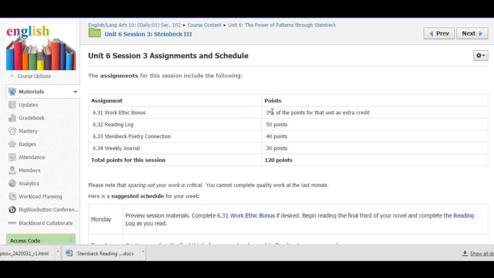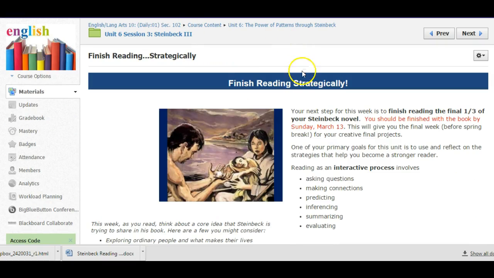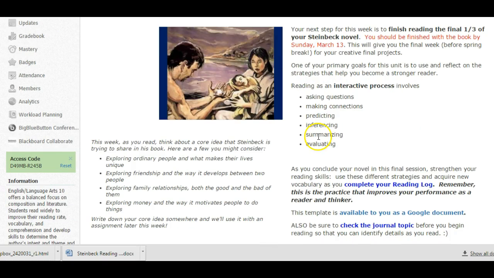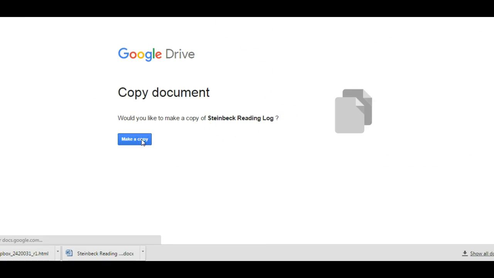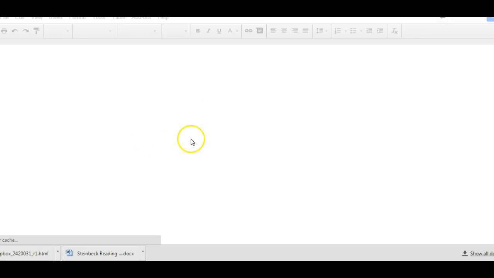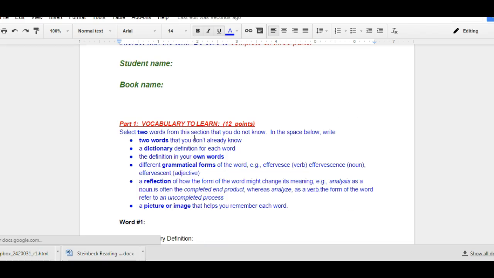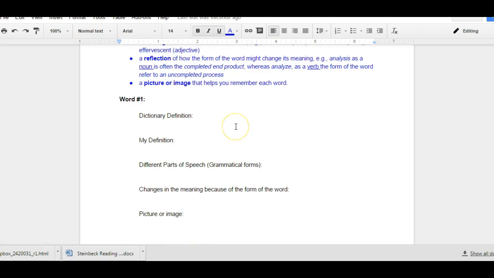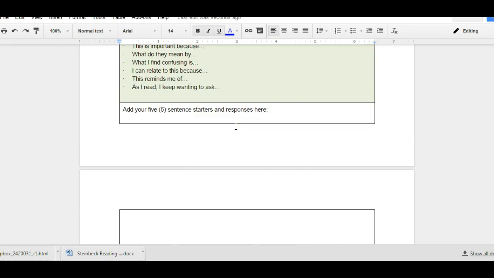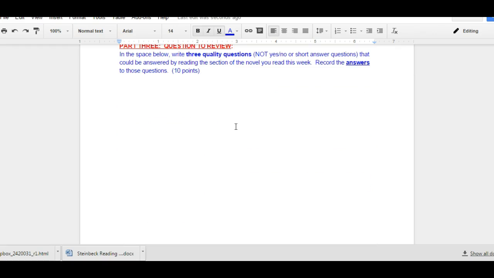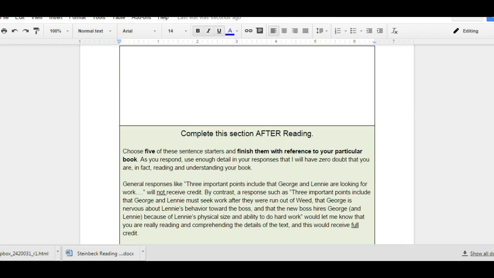This is roughly the timeline that you should be looking at. As you finish your book, remember that you're going to be using the reading log, and some of you have missed this. This is the template right here that is available to you. You click on this, you'll be asked to make a copy, and when you make a copy, this will pop up. Most of you have gotten it, but a few of you may have been confused about where that was. It's the same template. You're finding vocabulary words, you're using the strategies of good readers as you read, and then you're reviewing your reading at the end with some questions and answers. That's basically it for the big project this week.